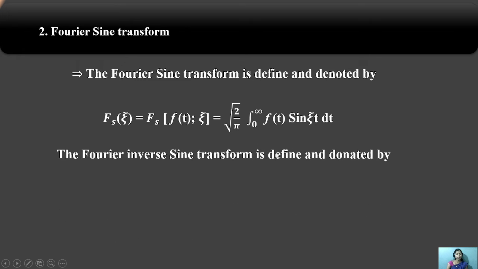Okay, in the same way the inverse formula is converted into the Fourier inverse sine transform. Then f of t equals square root of 2 by pi integration 0 to infinity F_s of xi, where F_s of xi is the sine transform, then sin xi t d xi. Okay, these two formulas, the sine formula and the inverse sine formula, will be used to solve problems. Some examples will be given in the method. Okay, let us go to some examples of the sine as well as the cosine transform.